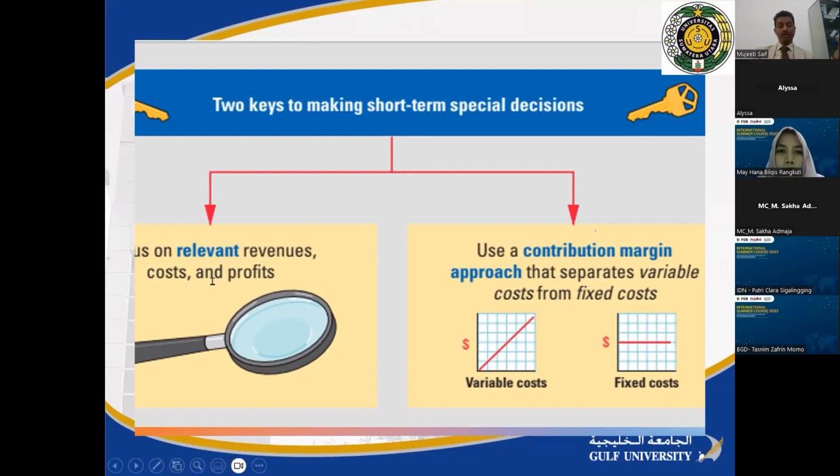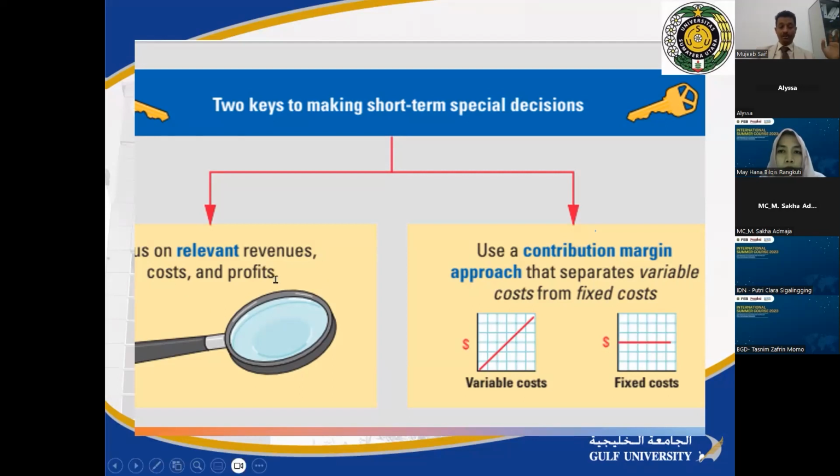And also, managers want to achieve a target profit. So we should advise the managers how many units we should produce in order to achieve a target profit. If you remember from the break-even topic, there is one equation that we use to tell the managers: if you want to achieve this profit, $100,000 profit, you should produce this number of units by using the equation fixed cost plus target profit divided by contribution margin per unit.